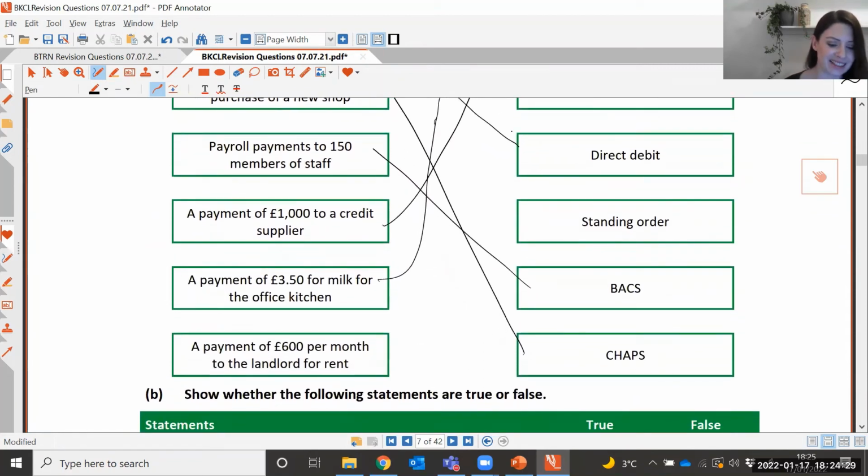And then, yeah, standing order, good Elizabeth. So a payment of £600 per month to the landlord for rent. Yeah, so it's a fixed amount every month, standing order.